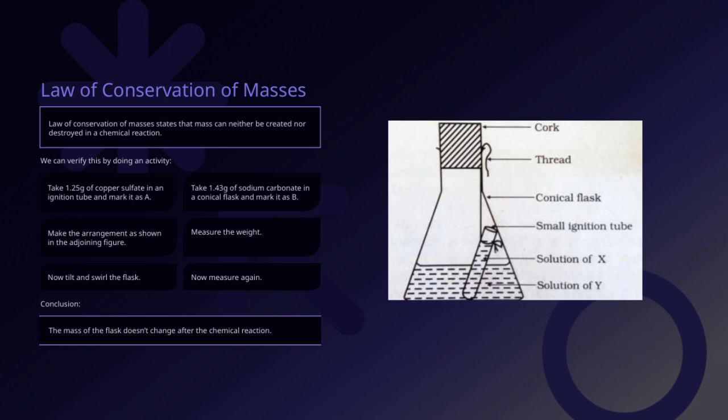We can verify this principle through an activity. By carefully measuring and observing, we demonstrate that the total mass before and after the reaction stays the same, which confirms the law of conservation of mass. So remember, in any chemical change, the total mass remains constant. This is a fundamental concept that underpins all of chemistry.